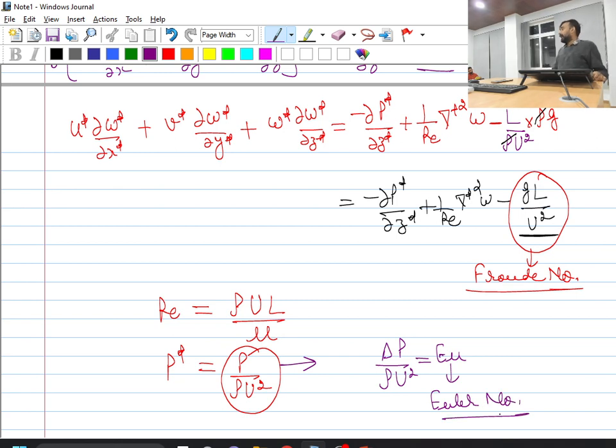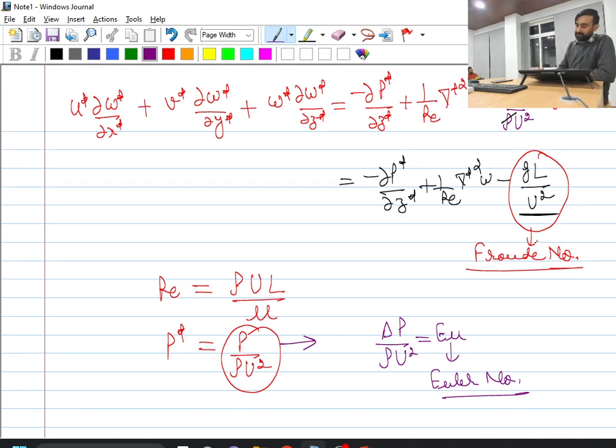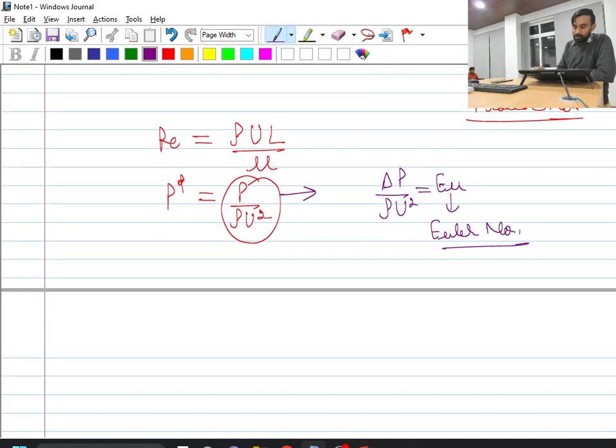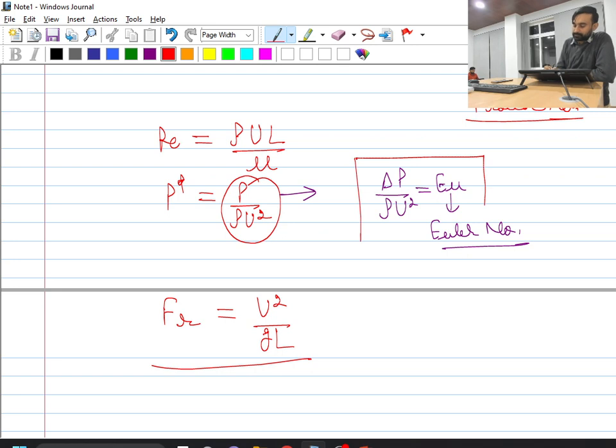Okay. And the third important parameter which we have got from the gravity term is u square by GL. So we call this parameter our Froude number, and Fr is written as nothing but u square by GL. Okay. Is this point clear? What I am trying to say over here, is this one clear?